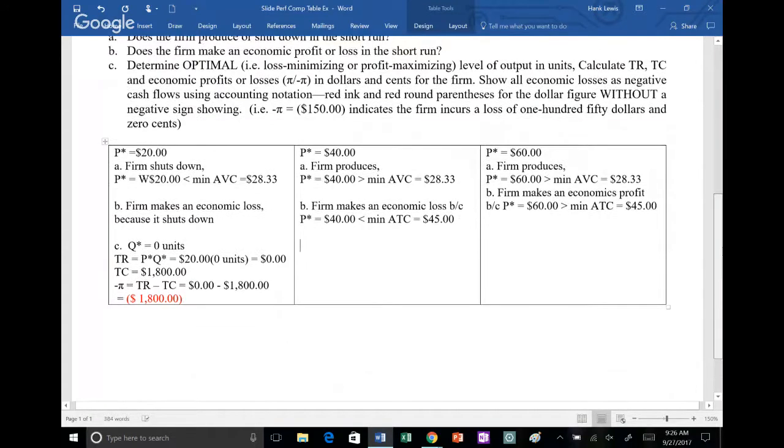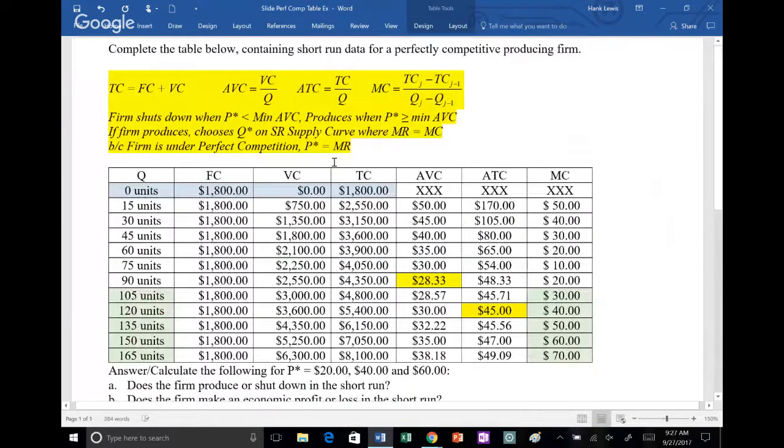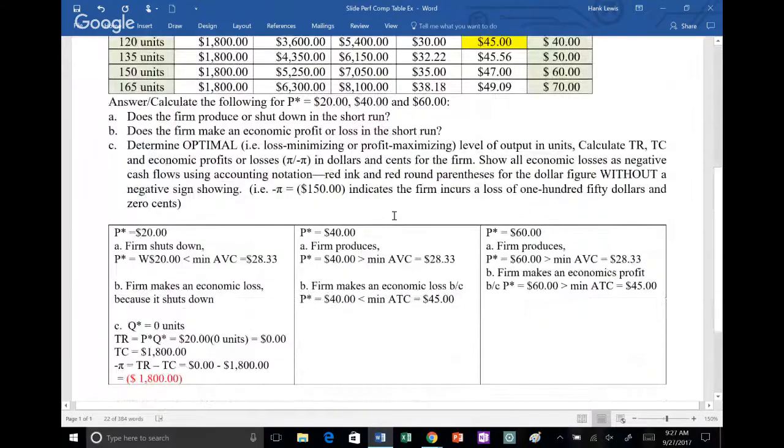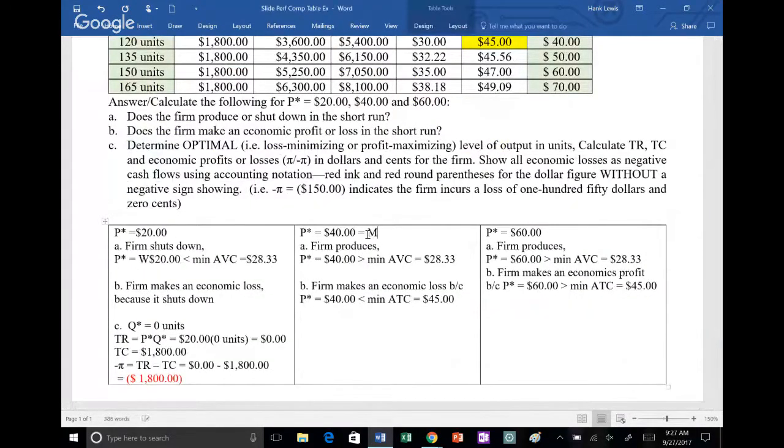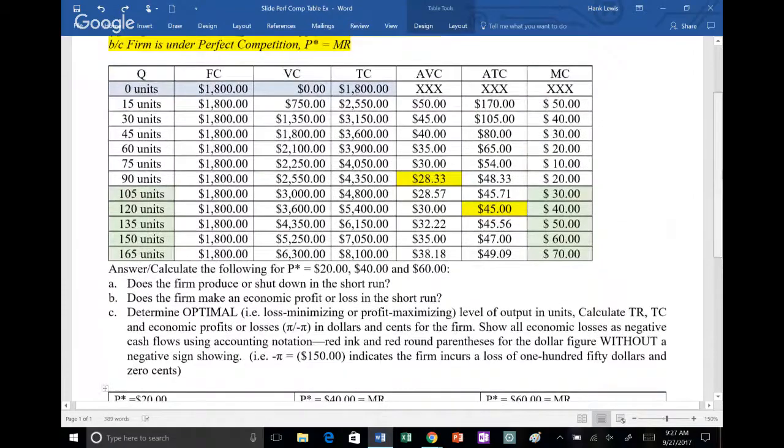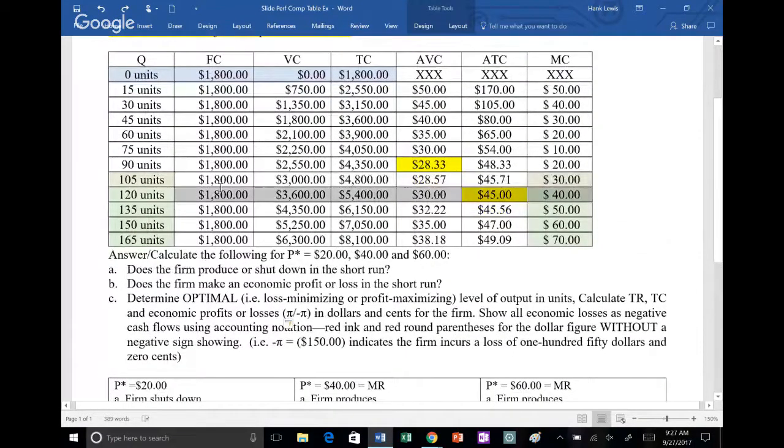So since the firm is producing, here we will use general optimization. It says if the firm produces, the firm chooses to produce quantity Q star on the short run supply curve where MR is equal to MC. Because this firm is under perfect competition, P star is equal to MR. You probably noticed I didn't mention MR in here because I told you it's perfect competition. P star has to equal MR for perfect competition. So when we work with $40 and $60 as the firm is producing, we have to remember that the price is equal to marginal revenue. This is not D, this is C. All righty. MR equals MC is equal to $40 on the short run supply curve here.